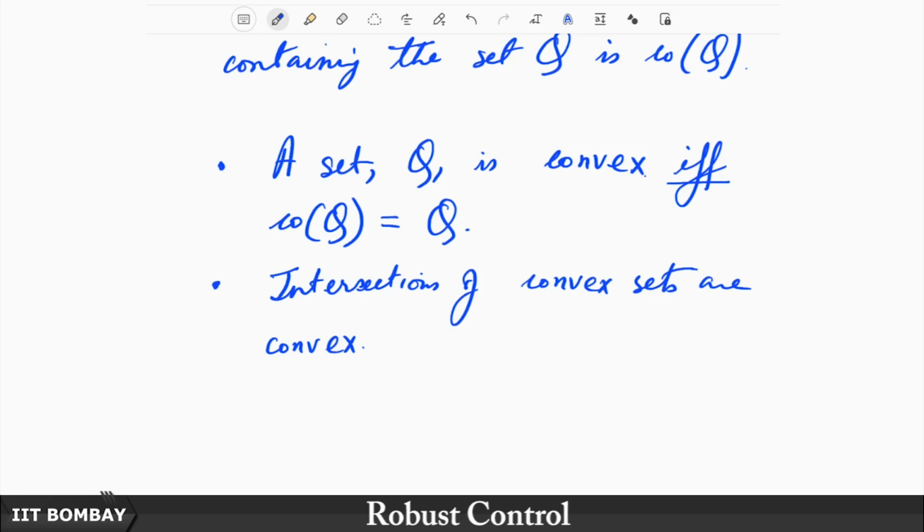Well, of course. See, you have V1 and V2 which belong to a set Q1. So therefore, any convex combination, that straight line segment joining V1 and V2 must be contained in Q1. Similarly, you have V1 and V2 belonging to the set Q2, and therefore the straight line segment joining V1 and V2 must belong to Q2 as well. But now if V1 and V2 belong to both Q1 and Q2, they are in the intersection of Q1 and Q2, and then the line segment is also in the intersection of Q1 and Q2, because the line segment must belong to both Q1 and Q2.